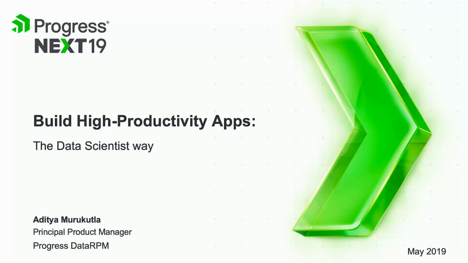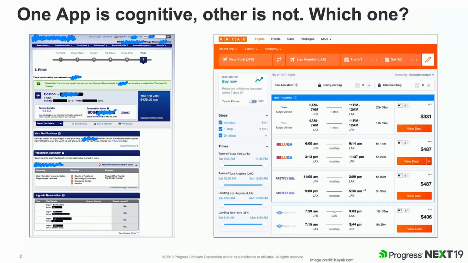So first, let us understand what would a data scientist do. So the first quiz. There are two apps. One is a cognitive app. The word cognitive is essentially depicting human-like behavior. Any intelligence that is added to an app is cognitive. So there are two apps. One is cognitive, the other is not. Can you tell which one?